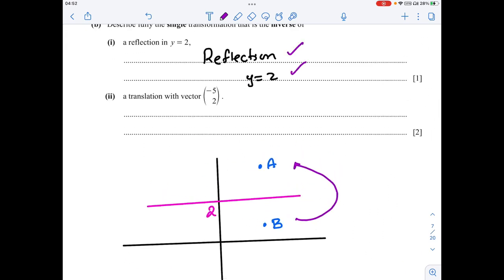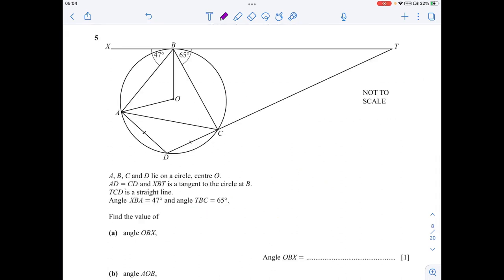So go back to this A. You started from A, became B, and again B should become A. So for that, what should you do? Again reflection on y equals 2. Now for this translation vector, minus 5, you move minus 5, so you have to move plus 5. You move plus 2, so you have to move minus 2. That is going to be the inverse. Inverse means always opposite. Get back to the original position.